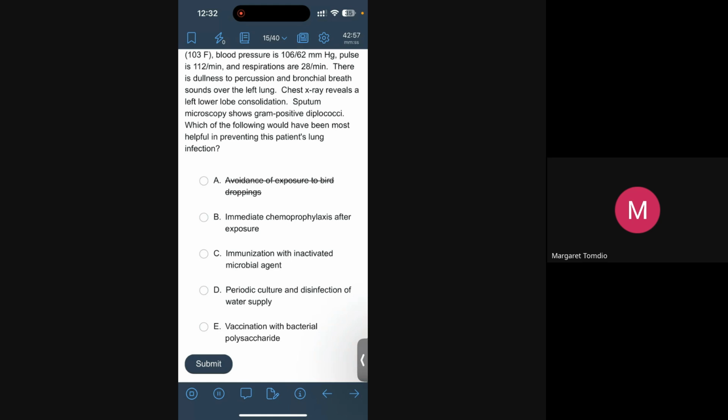Okay, immediate chemoprophylaxis after exposure, inactivated vaccine, periodic culture and disinfection. Option D will be the right answer for what bacteria? Legionella. Yes, it will be the right answer for Legionella, because Legionella spreads through what? Through contaminated water supply. Water.